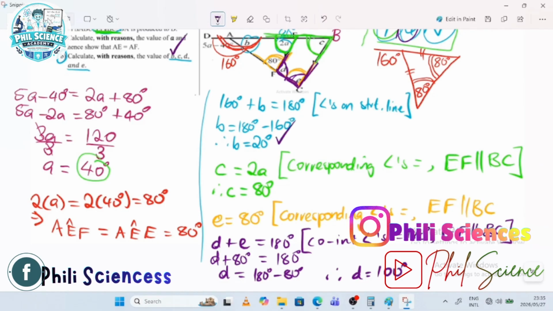So we solved for B. Our B was 20 degrees. We solved for C. Our C is 80 degrees. We solved for D. Our D is 100 degrees. We solved for E. Our E is 80 degrees.